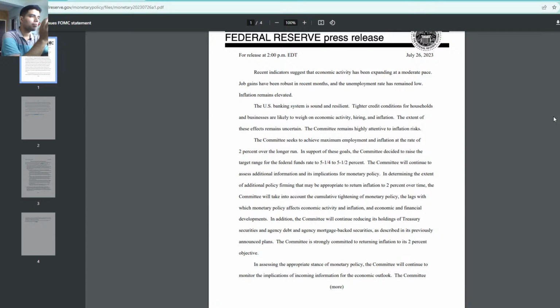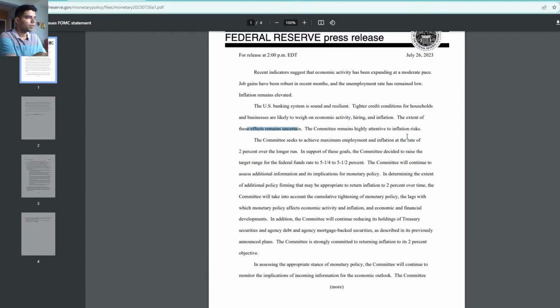Okay, so let's read this. The US banking system is sound and resilient. Tighter credit conditions for households and businesses are likely to weigh on economic activity, hiring, and inflation. The extent of these effects remains uncertain. The committee remains highly attentive to inflation risks. The committee seeks to achieve maximum employment and inflation at the rate of 2% over the longer run. So it's not getting to 2% in the near future.